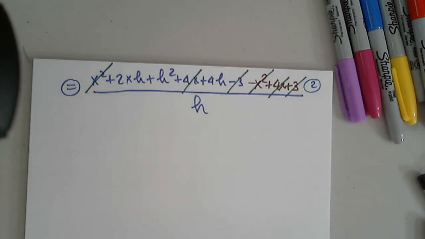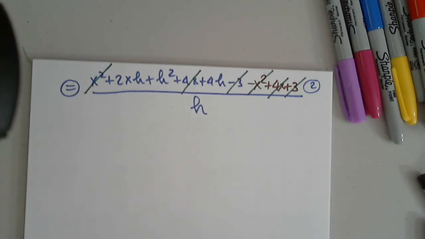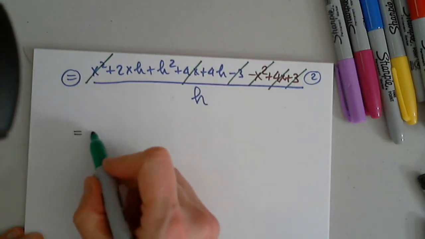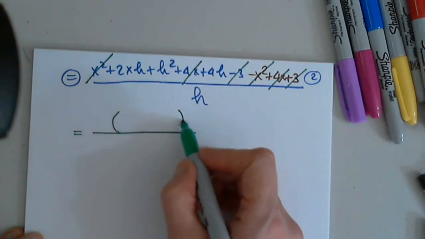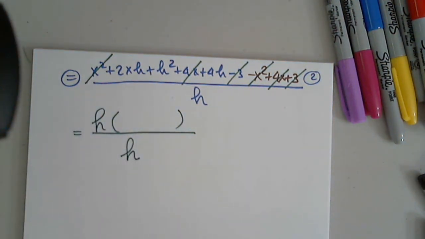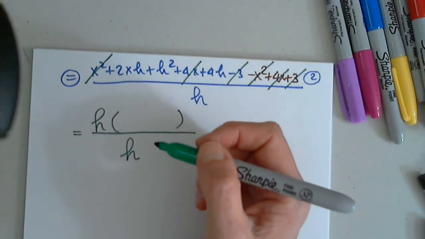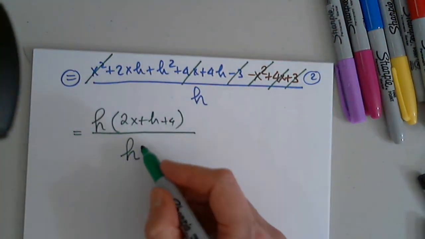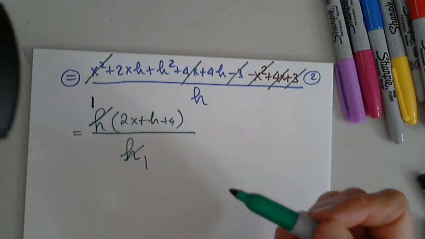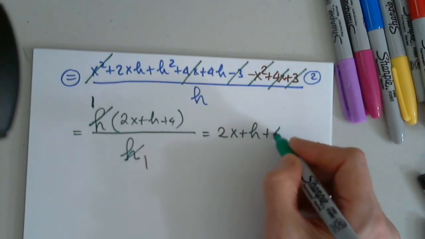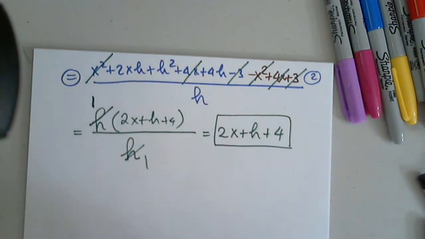What happens next? Would it be to simplify? Yes. So it would be 2x plus h plus 4. We have to factor out h first. We cannot simplify before we show why we're doing what we're doing. So what is left in parentheses? 2x plus h plus 4. That's it. Only now I simplify this. Trust me, I get lazy sometimes and I don't write it correctly, but it has to be written like this. And this is the difference quotient.